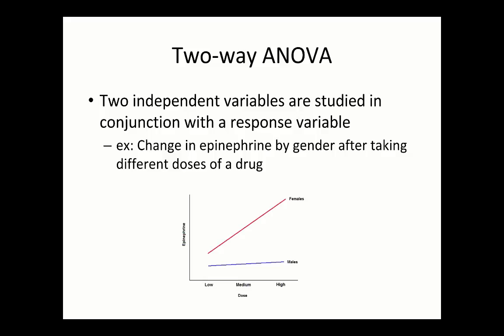For instance, rather than using scales of age, you break the subjects up into age groups, such as children, adults, and elderly. An example of the two-way ANOVA would be comparing epinephrine levels by gender after taking different doses of a drug. The graph on this slide depicts this relationship, and you can see that there appears to be differences between gender, where female epinephrine increases to a greater extent than males at higher doses of the drug.